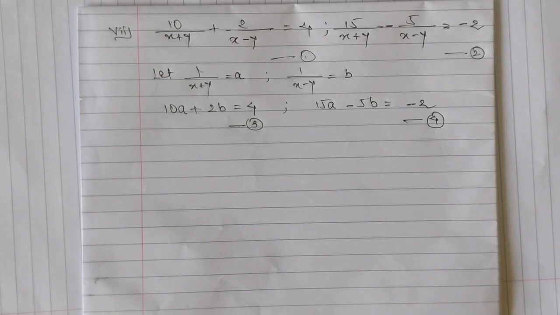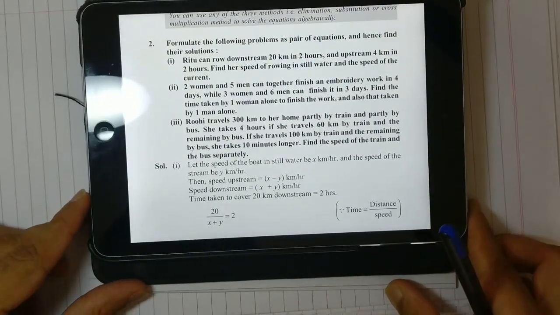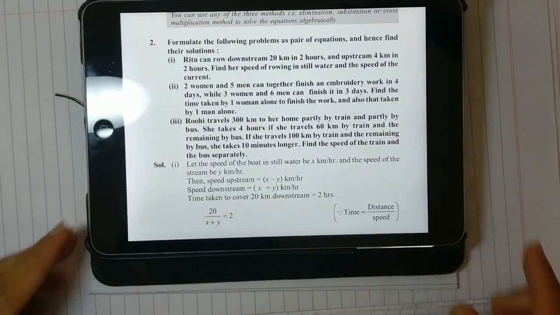Okay, so let's move on to word problems of this type. Exercise 3.6, question number 2, first sub question. So here you can have a look at the sub question.